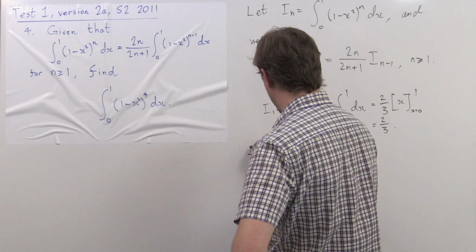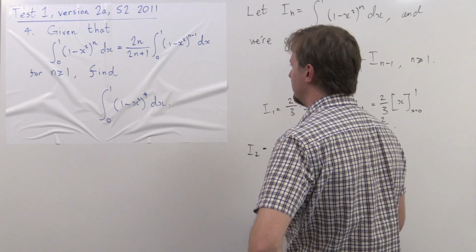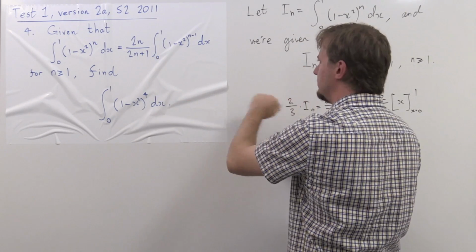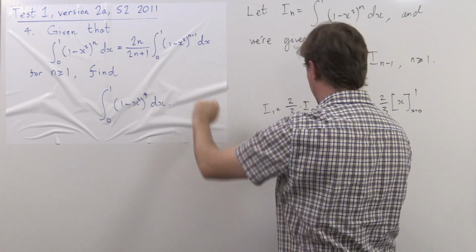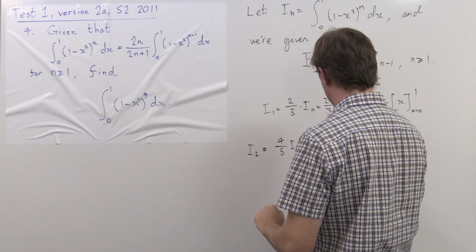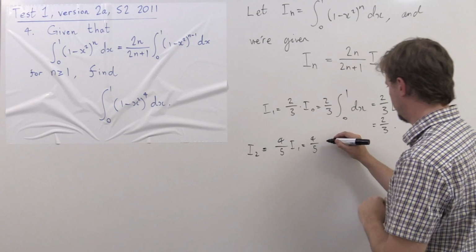So let's now try and find I2. So what do I know? We were told that I2 is 2 times 2, so 4 over 4 plus 1, 5, times I1. It's 4/5 of 2/3.